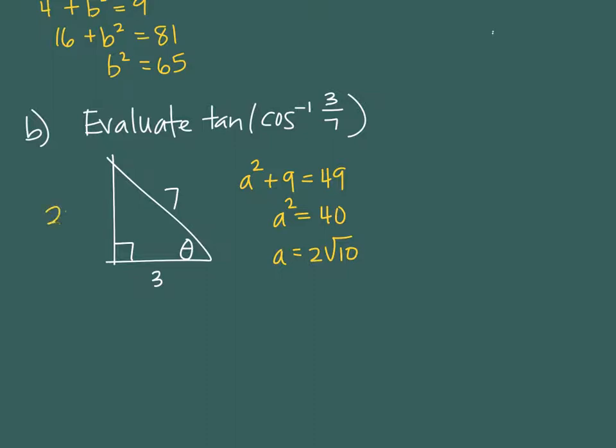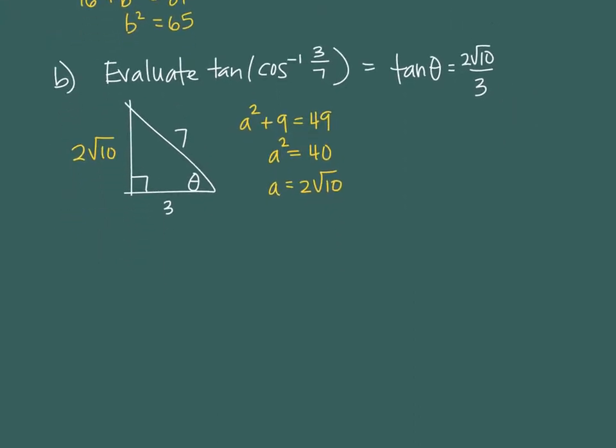So 2 rad 10 would be the value of my missing side. And so then this would be, instead of tangent of the inverse, it'll be tangent of theta. And tangent of theta is 2 rad 10 over 3.